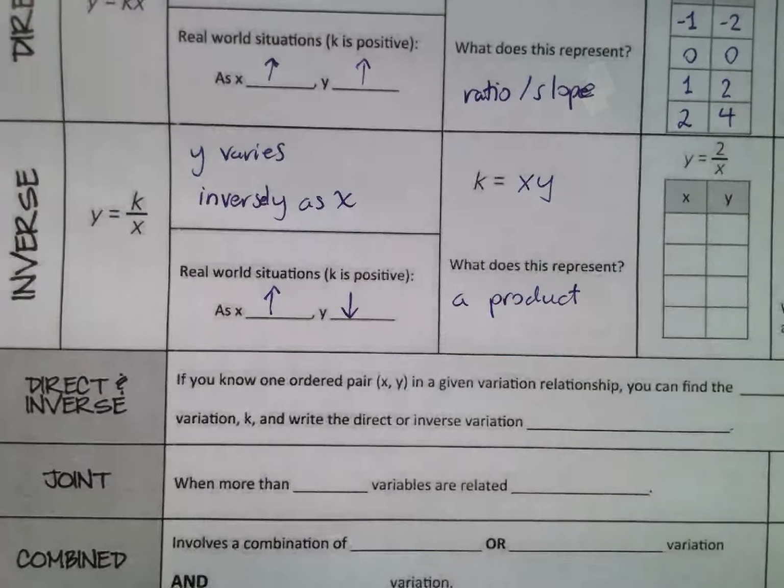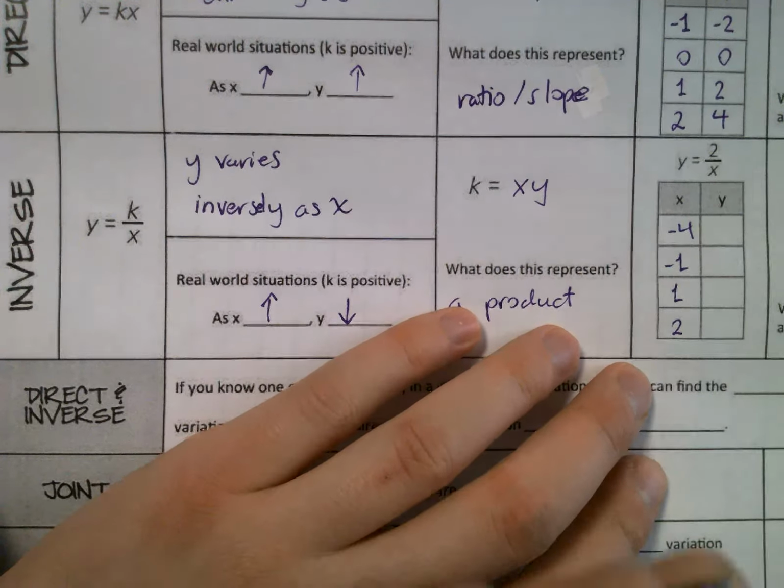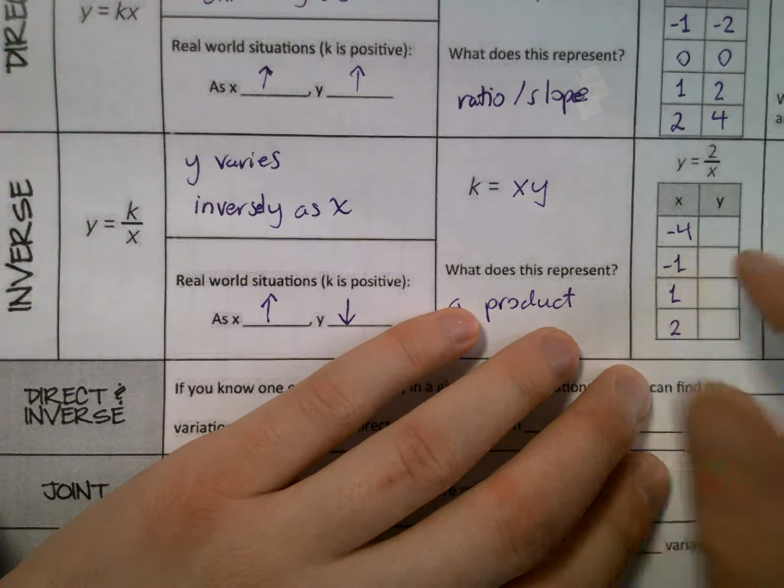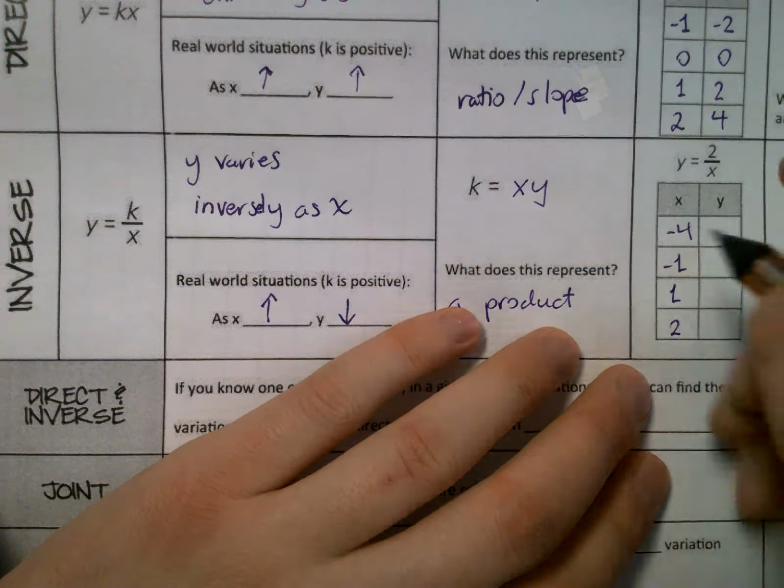Now, when we do these, the points are going to get wonky. Let's take a look at some examples here. We've got -4, -1, 1, and 2. We'll skip 0. You'll know why in a second. If we plug them in, 2 over -4, we get -1/2. Plug -1 in, we get -2. Plug 1 in, we get 2. Plug 2 in, we get 1. That's not going to be fun to graph at all. There's no semblance of order there.